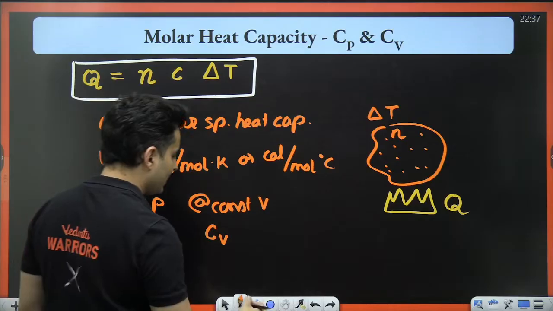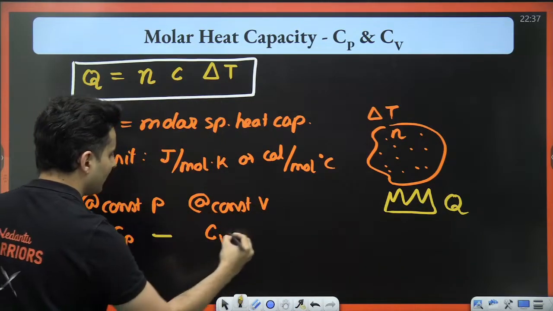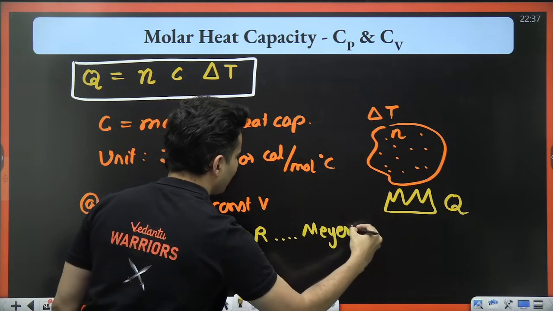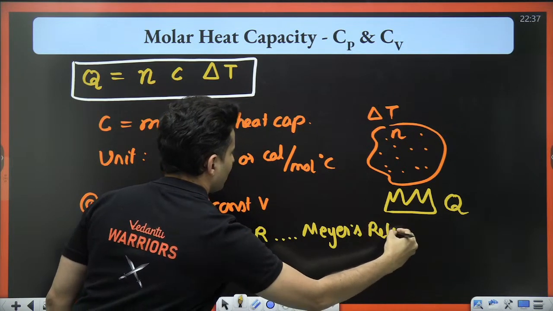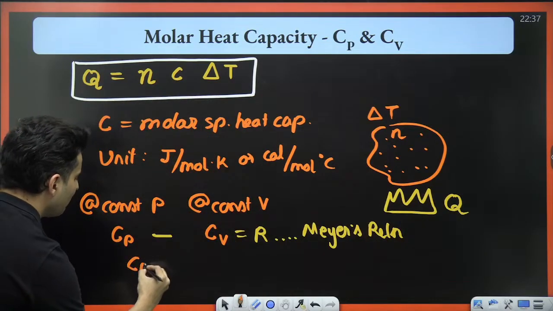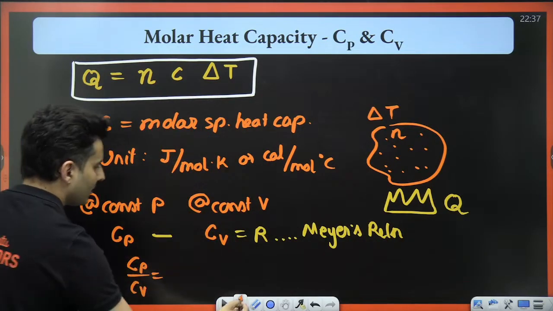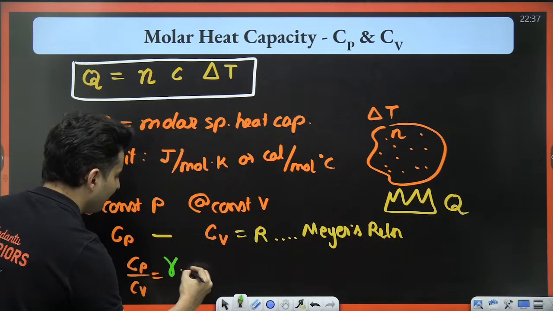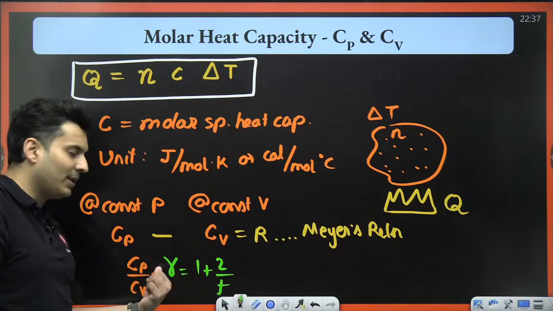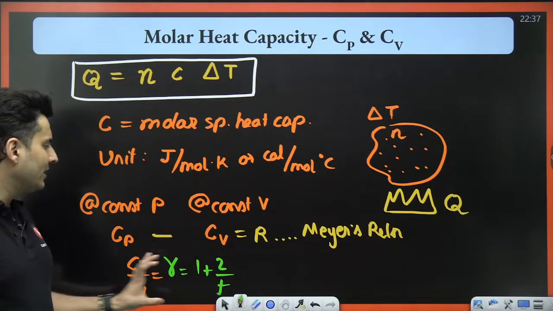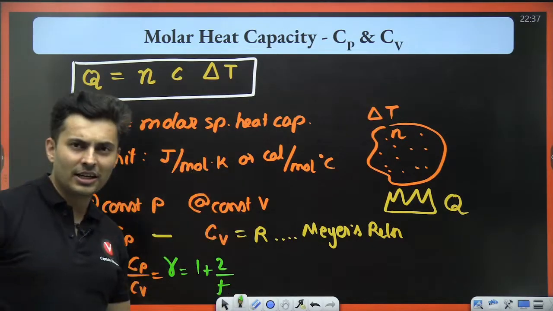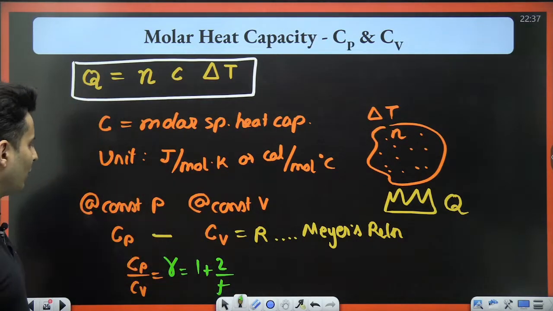And remember, Cp minus Cv was R, which was your Mayer's relation. We have also seen this value, Cp by Cv, is nothing but gamma, which is 1 plus 2 by F, where F is the degrees of freedom. Gamma is the ratio of Cp by Cv. All these formulas we have seen in KTG and thermodynamics. So I'll not focus on it again, but this is just like a recap of that.